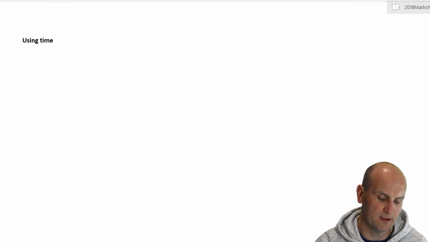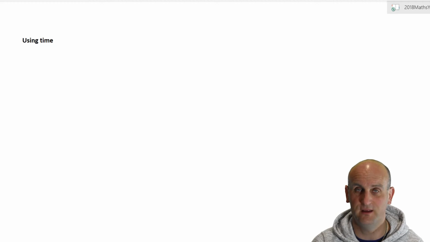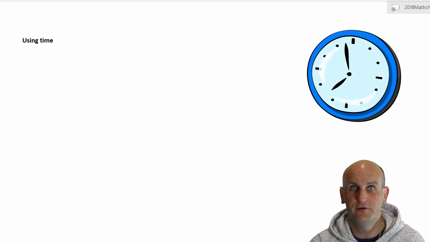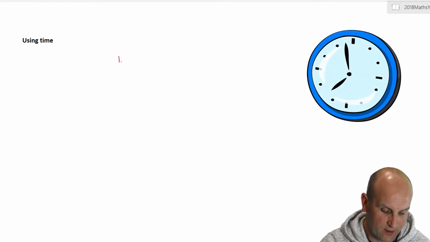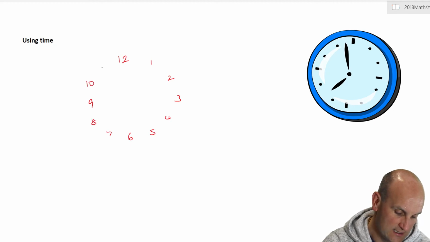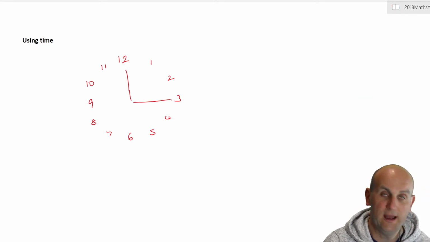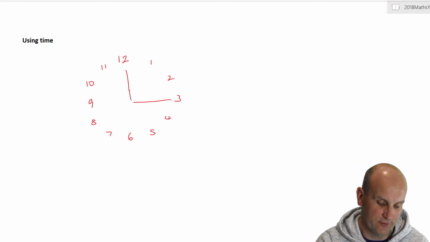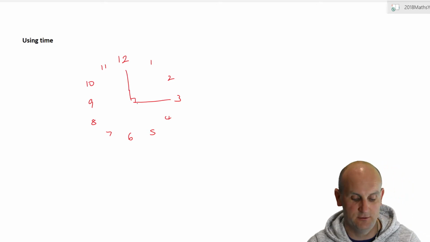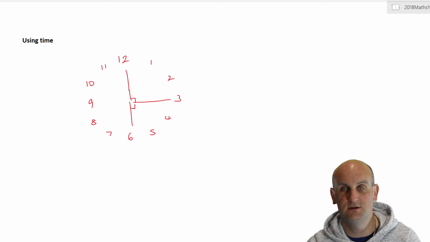And the last example I'm going to have today is about using time. Now, clocks are fabulous things, right? We can use clocks to do angles. So if we have the time 12, and then there's 3 here, and 6 there, and 9 there. So that's 1, 2, 3, 4, 5, 6, 7, 8, 9, 10, and 11. We can actually use our clock to draw angles. So, for example, between 12 and 3, it just so happens to be 90 degrees. Between 12 and 6 would be 2 lots of 90 degrees, which is 180 degrees.